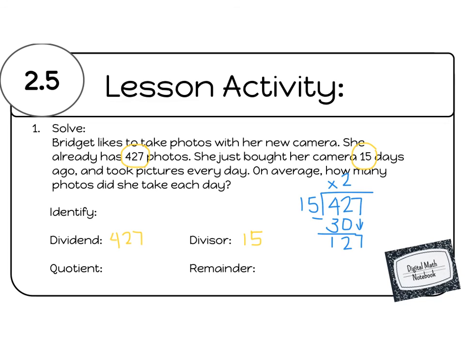Now, how many times does 15 go into 127? Well, 15 times 8 would be 120. And then we could subtract, and we would be left over with 7. Go ahead and fill in the quotient and the remainder from the problem in your digital math notebook.